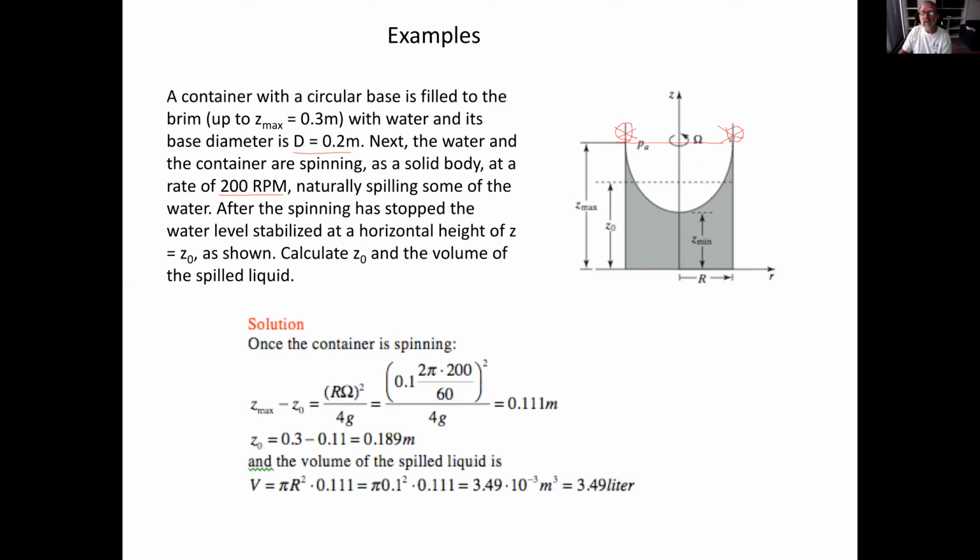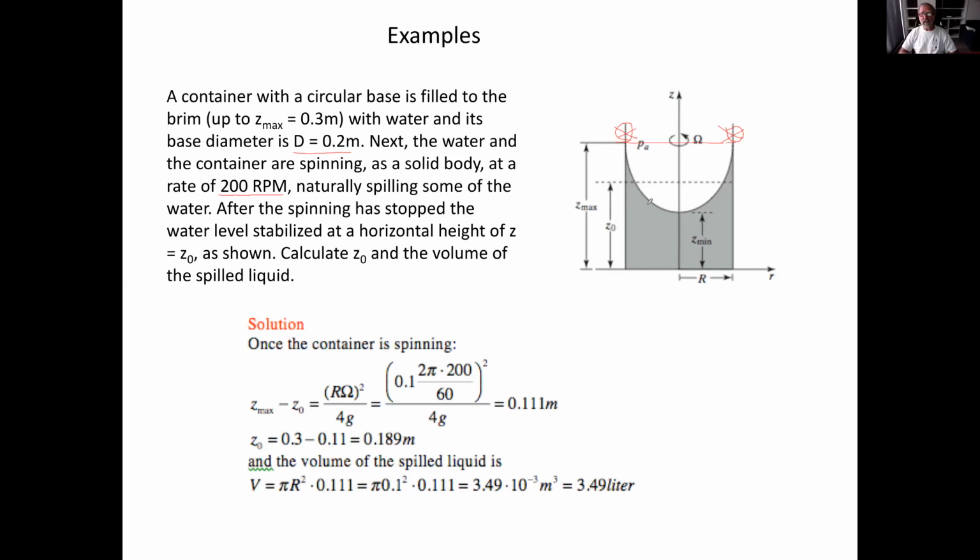It's full with liquid initially, then I'm spinning it at 200 RPM, and some of the water is being lost. So the question: how much water was lost? And once it's spinning, what is Z average after it stops spinning? One more time.